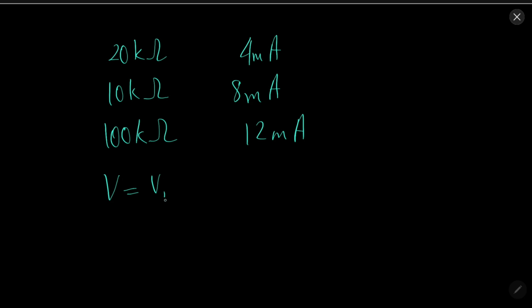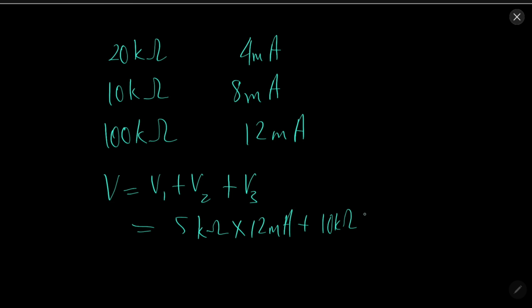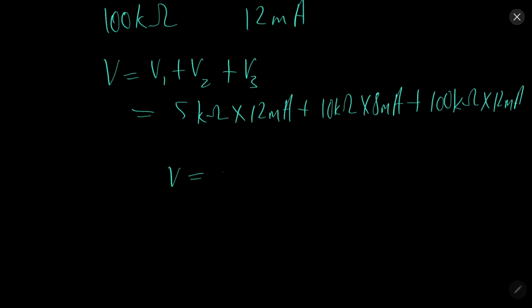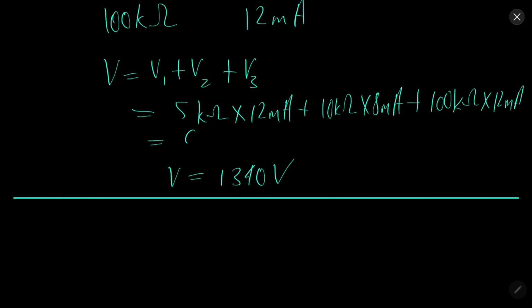Now voltage will be V1 plus V2 plus V3, which will give us 5 kilo ohm into 12 milliampere plus 10 kilo ohm into 8 milliampere plus 100 kilo ohm into 12 milliampere, which will give us 1340 volt. 60 plus 180 plus 1200.